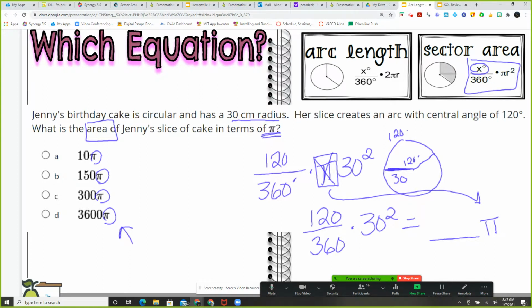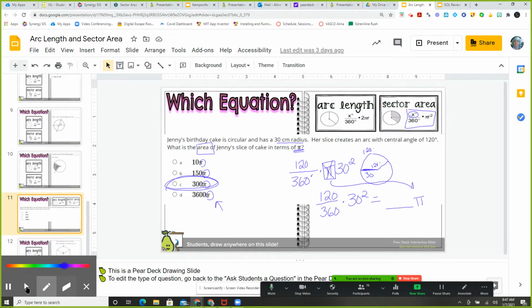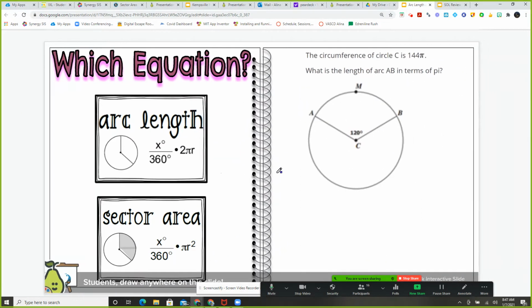So when you get your answer, put it in the chat or just unmute yourself and let us know what you got. 300, absolutely. So sometimes these questions just take a little bit of translating. If you take the time to draw a picture and go through all the steps, they should be pretty straightforward. This one changes it a little bit too.